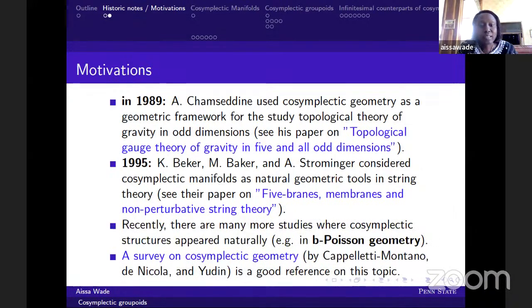Recently, there have been many papers where cosymplectic structures appeared in a natural way. There are many papers by Eva Miranda and her collaborators on Poisson geometry. And a good reference for cosymplectic geometry is the paper entitled A Survey on Cosymplectic Geometry by Cappelletti-Montano, De Nicola, and Yudin. This is a good paper on the subject for those who are interested in this topic.